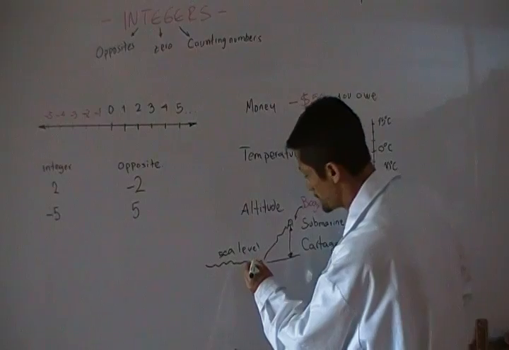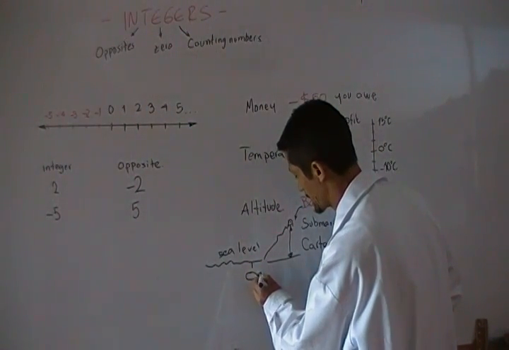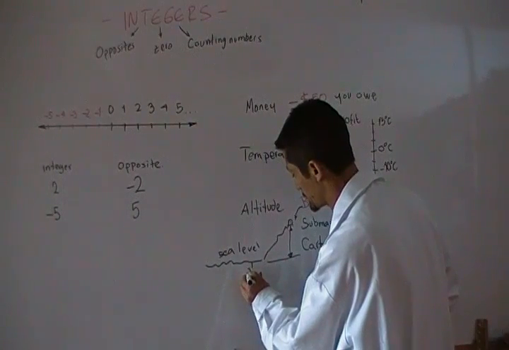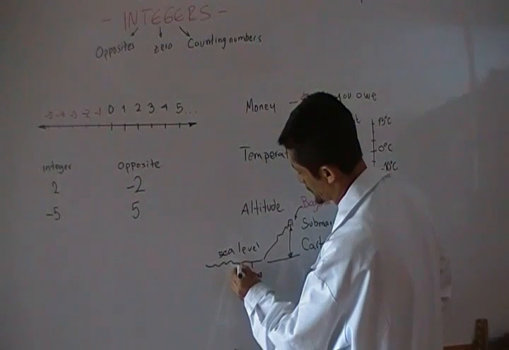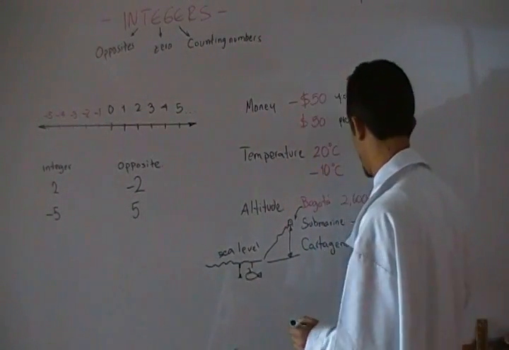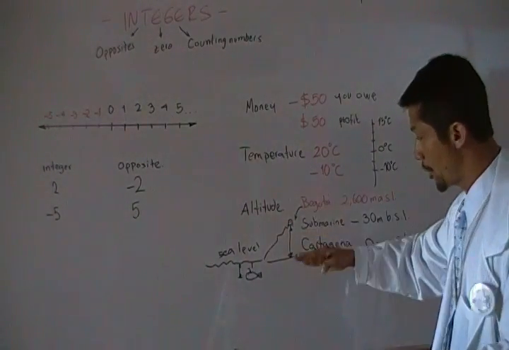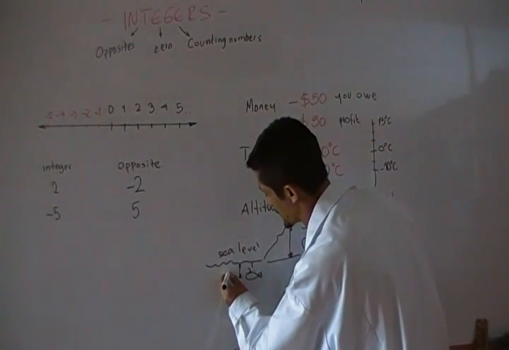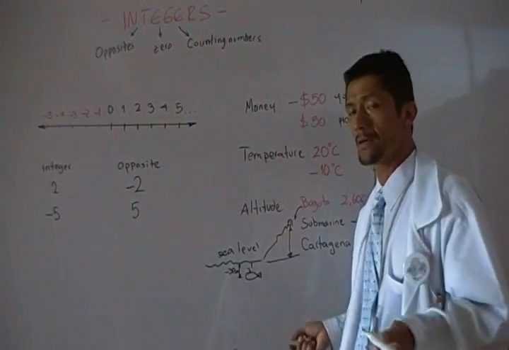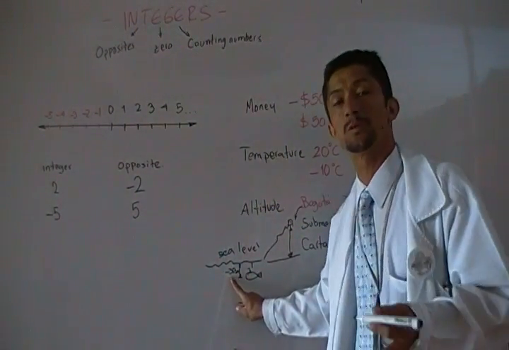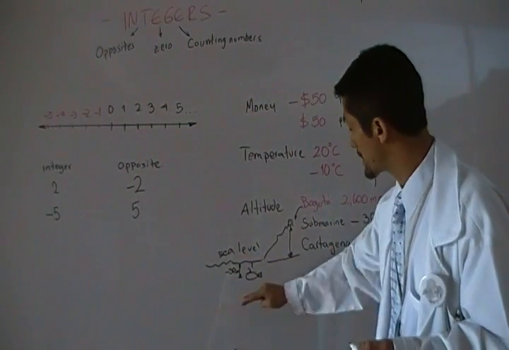A submarine could be swimming or diving here. So that distance could be, for example, represented by a negative integer. So I know that these 30 meters are below the sea level. So I can represent that distance as -30 meters. Distances are not negative, but this is a way to represent that the submarine is diving below the sea level.